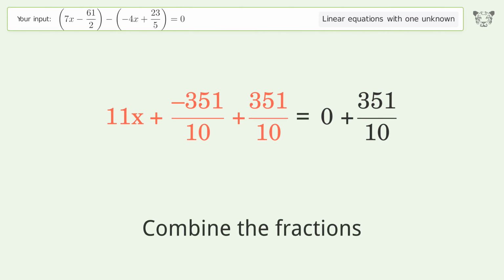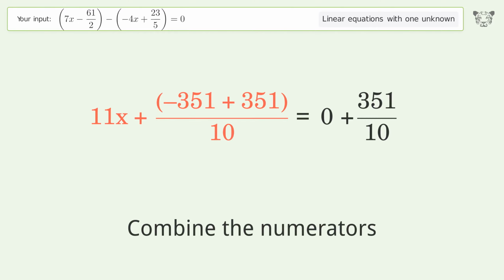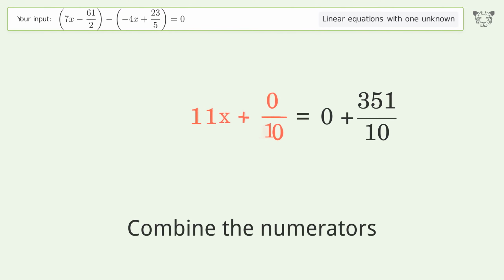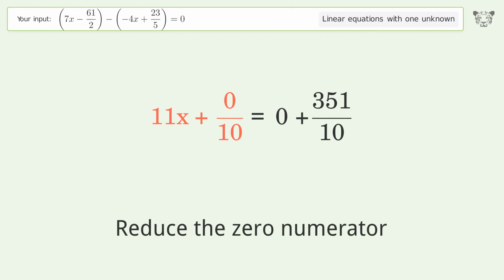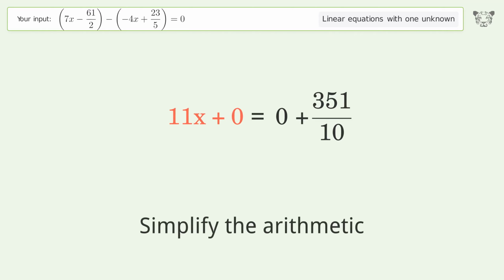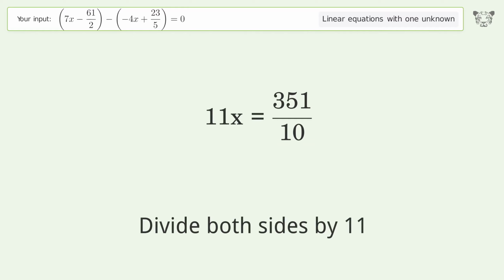Combine the fractions. Combine the numerators. Reduce the zero numerator. Simplify the arithmetic. Isolate the x. Divide both sides by 11.